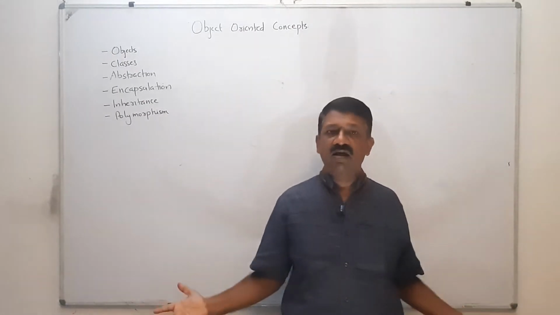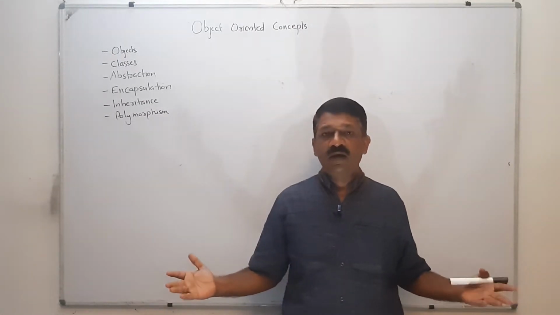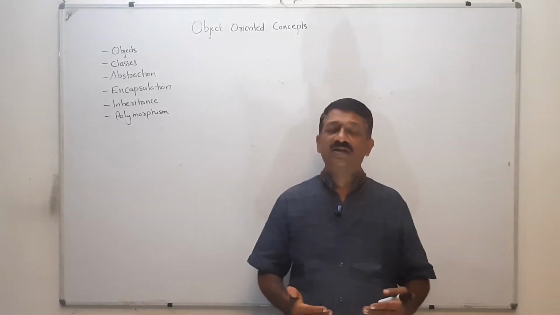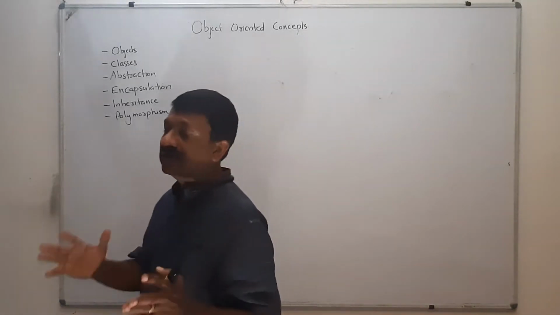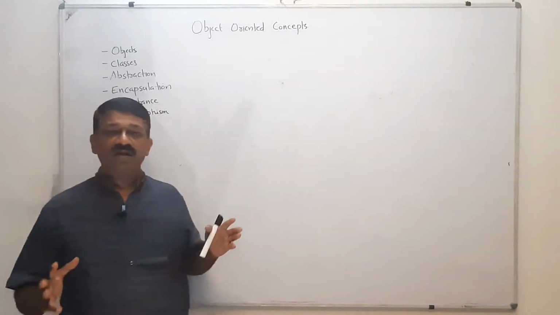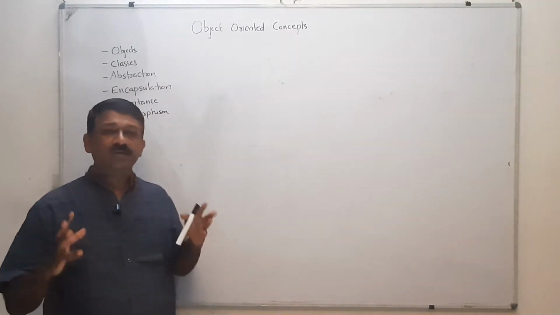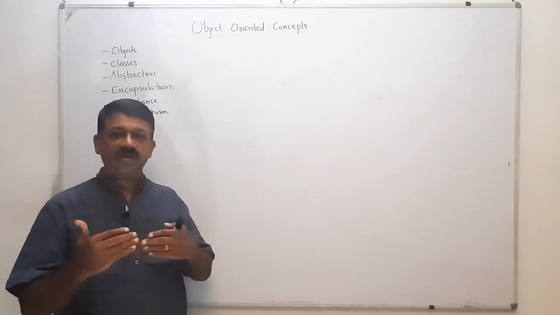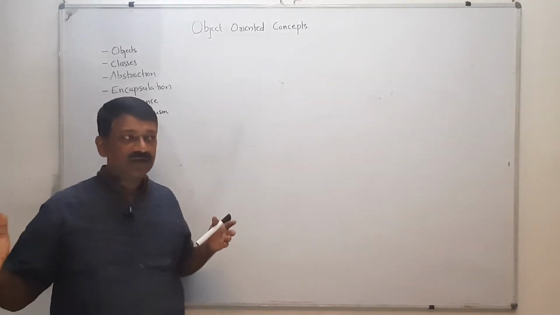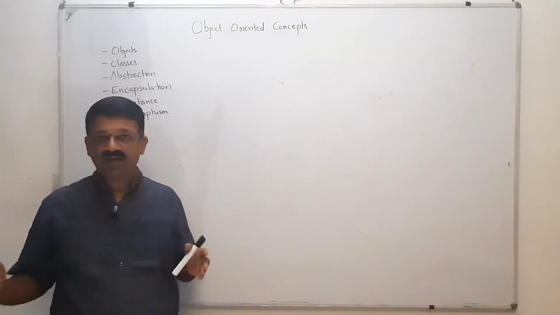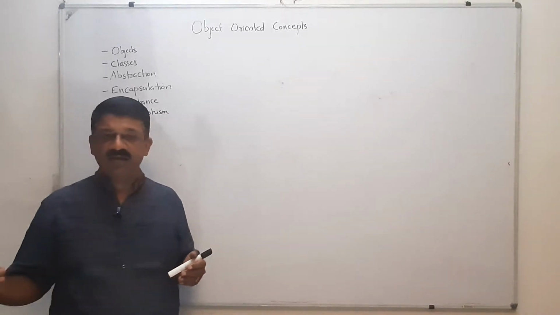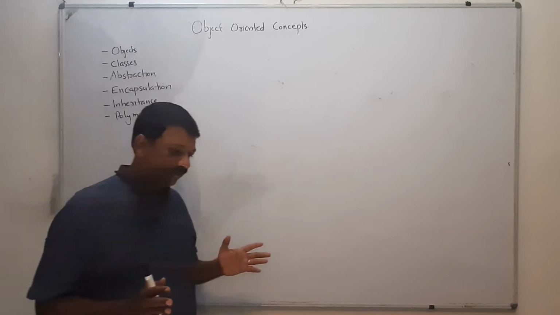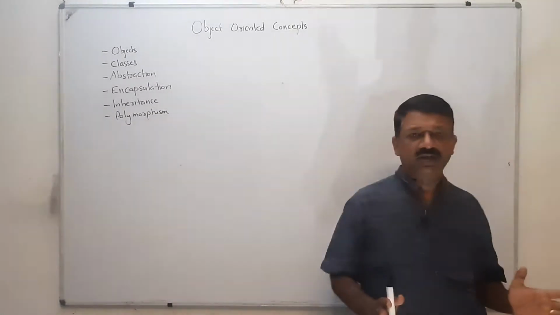For example, a classroom is an entity. A student is an entity. A teacher is another entity. That means whatever you see in this real world is an object. Suppose that somebody is walking, that walking is not an object, so it is doing something. Whatever you see in the physical world, that is an object.